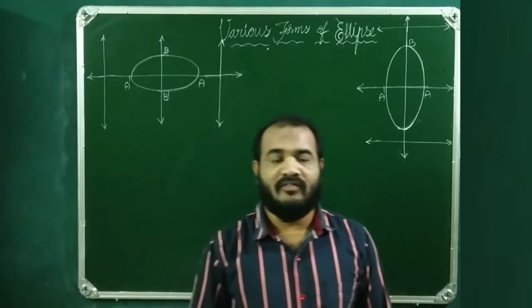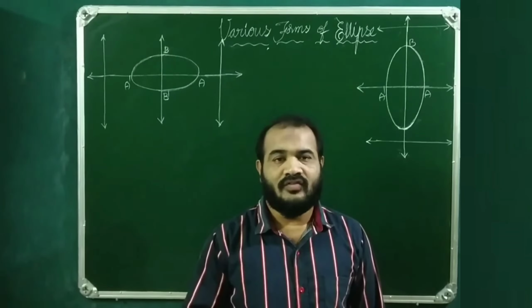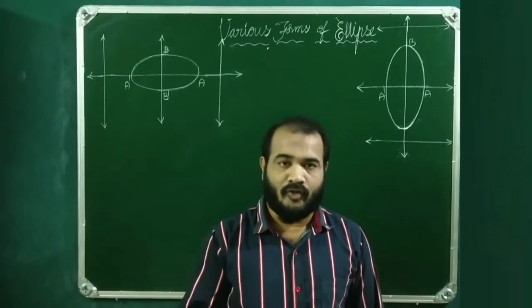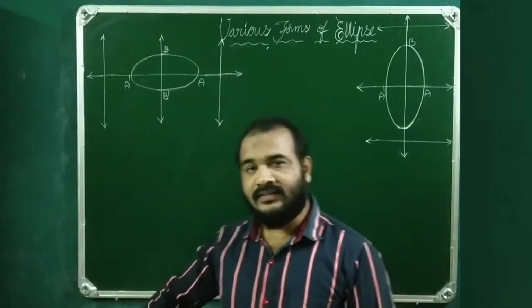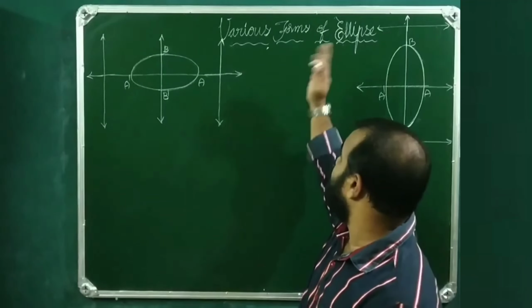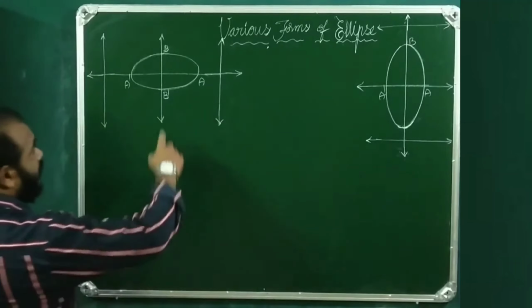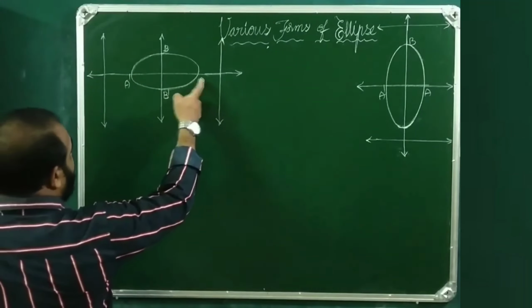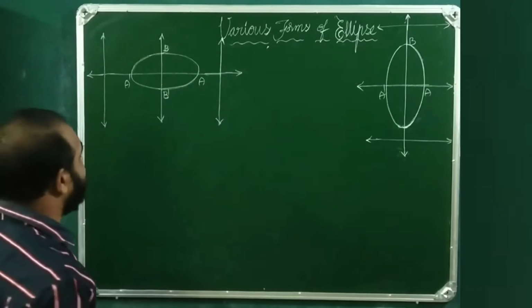Last video we discussed the derivation of an ellipse and some terminologies like focal chord, latus rectum, etc. So let us discuss the various forms of an ellipse today. So here, AA dash is the major axis and BB dash is called the minor axis.